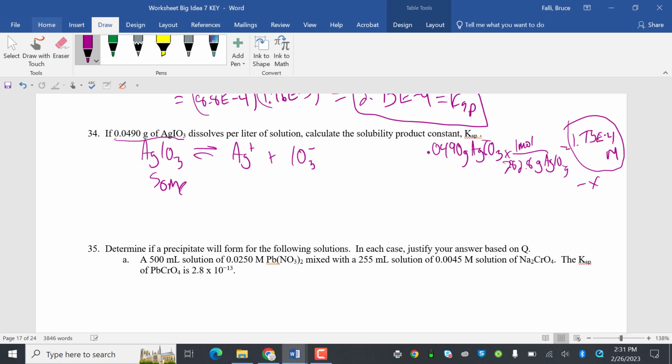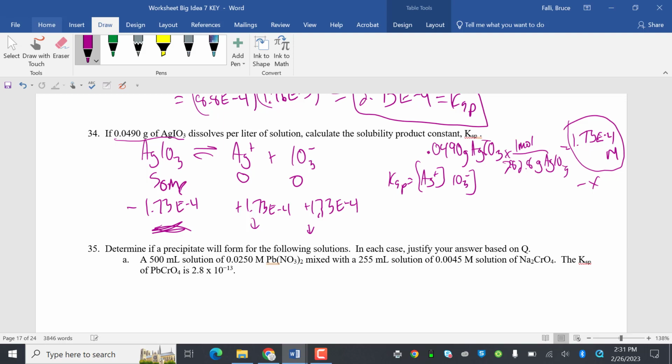Some, 0, 0, minus 1.73 E negative 4, plus 1.73 E negative 4, plus 1.73 E negative 4. In the end, I don't care. Same thing. So my KSP is going to be Ag positive times IO3 negative, 1.73 E negative 4 squared, which would be, answer squared, 3.00 E negative 8.